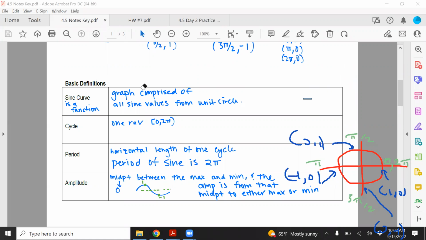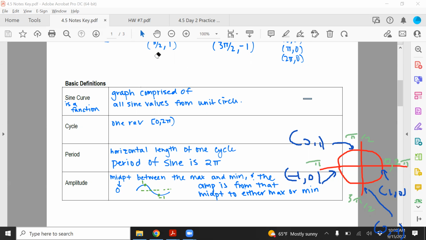But sine again, you just get the values from the unit circle. It's the y coordinates. A cycle is 1 revolution. The period is the length of 1 cycle, which is 2 pi. The amplitude is basically from the middle of the graph to the peak, or the middle of the graph to the bottom, or you can take the high and low, take the distance between them and divide by 2. So max y minus min y divided by 2 could be your amplitude as well.